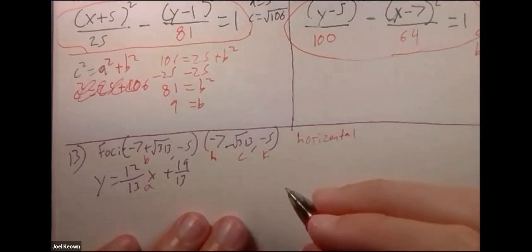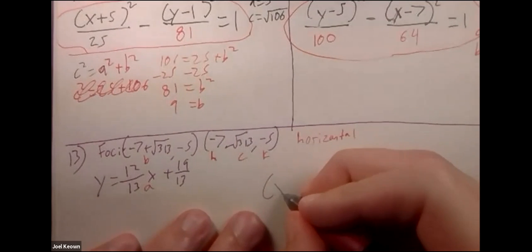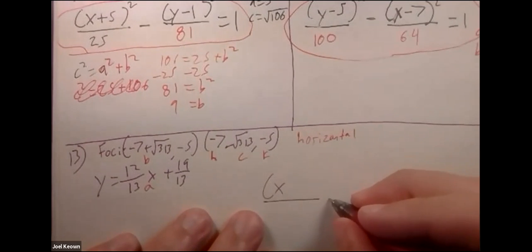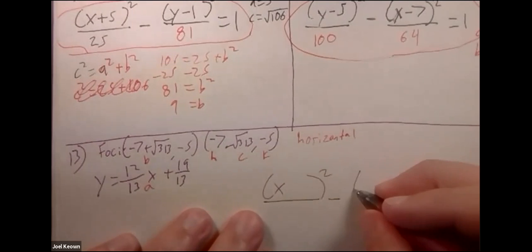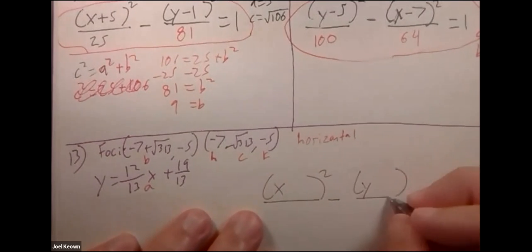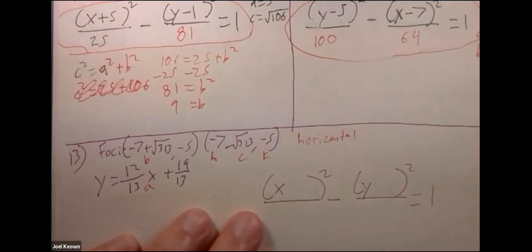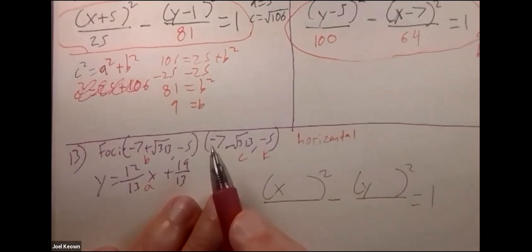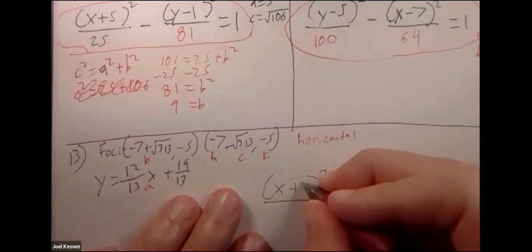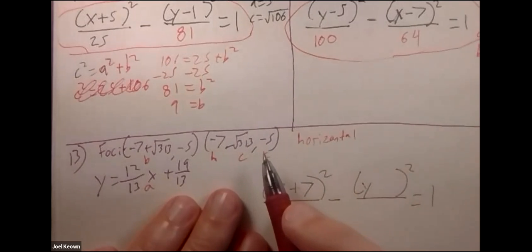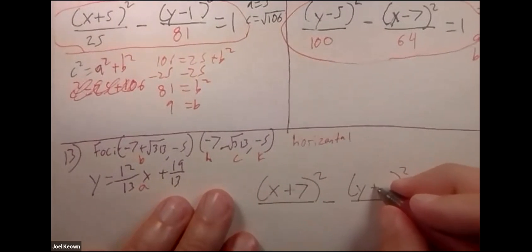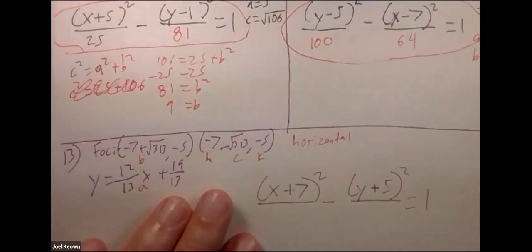All right, so what do we know? Well, it's horizontal, so it's going to be X minus Y equals 1. Here's my H, so my H is negative 7, so plus 7 here. My K is negative 5, so plus 5.